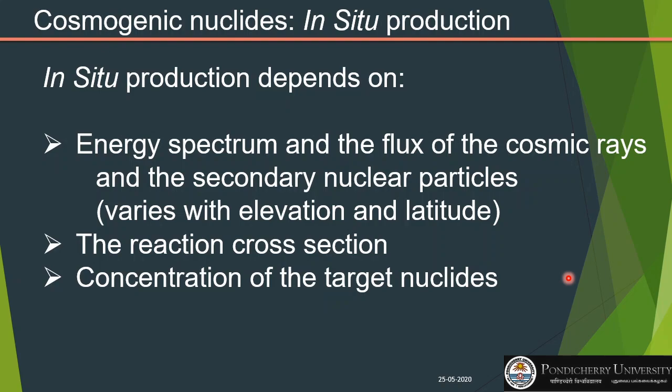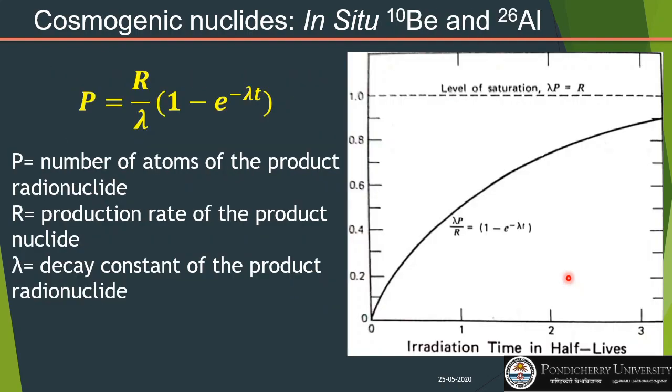The production also depends on the reaction cross section of the target nuclei. So that is one thing which we need to know when we talk about the application of cosmogenic nuclides. It also of course depends on the concentration of target nuclides. So in those minerals where the target nuclides are more, you would have more production of cosmogenic nuclides, and in those minerals where target nuclides are not much, you will not have the cosmogenic nuclides.